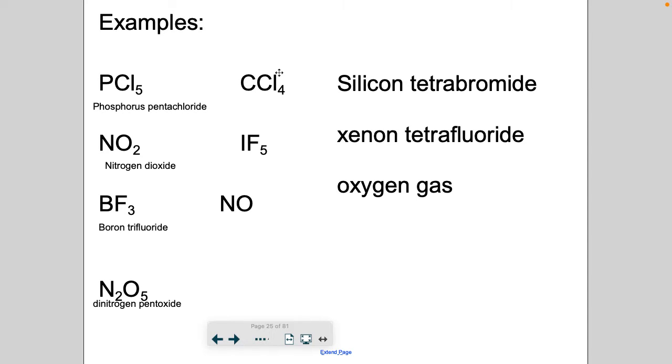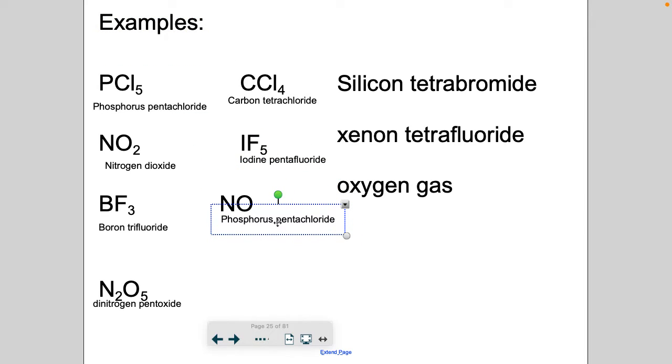CCl4. Okay, this is chlorine. So carbon tetrachloride. IF5. Iodine pentafluoride. NO. Oh, there's just 1 nitrogen, so nitrogen, there's 1 oxygen, monoxide.